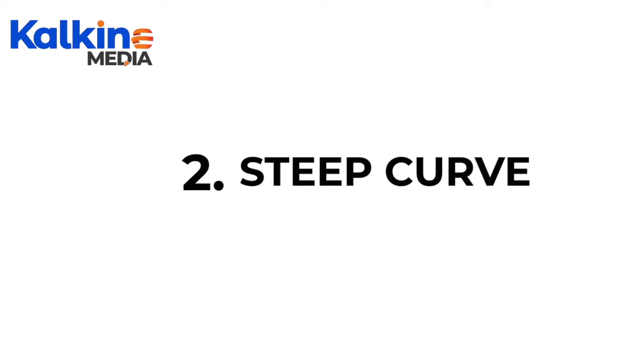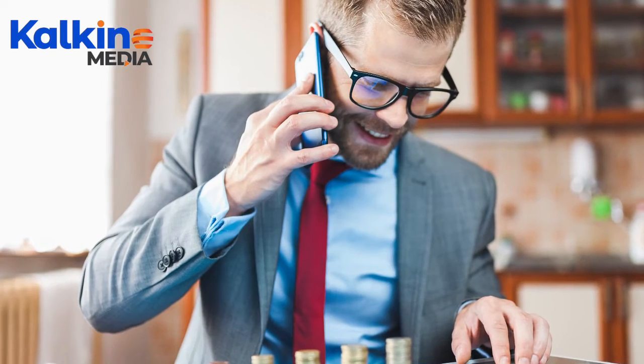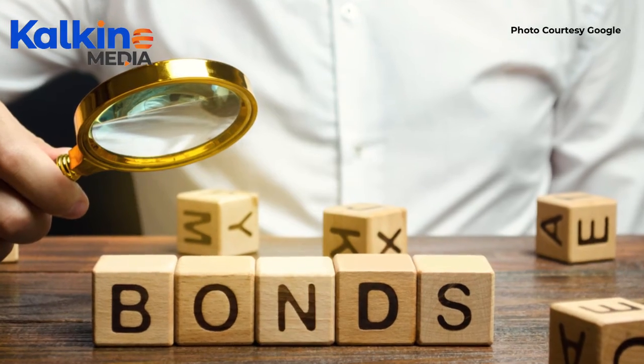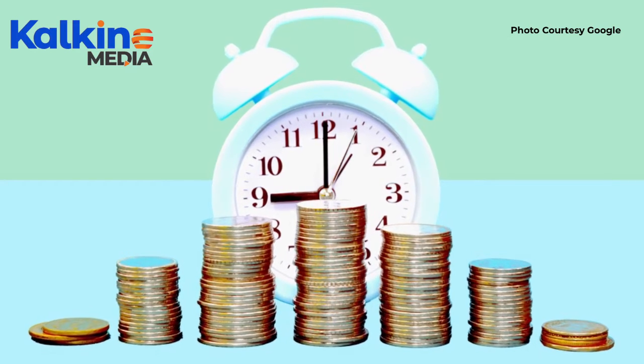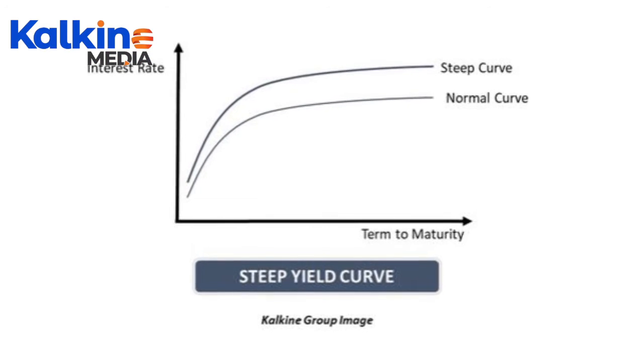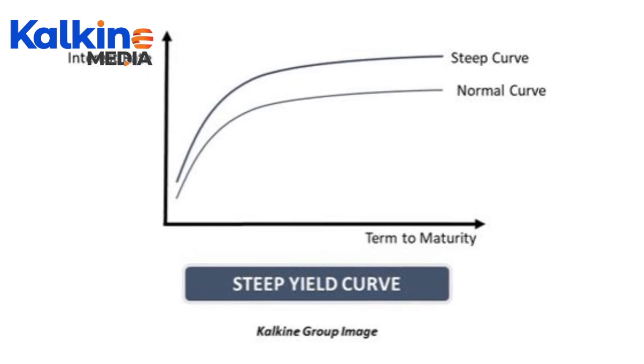Second, steep curve. A steep yield curve represents that yield on long-term bonds is increasing at a faster rate than that on the short-term bonds. This type of curve is based on the similar market setup as the normal yield curves.